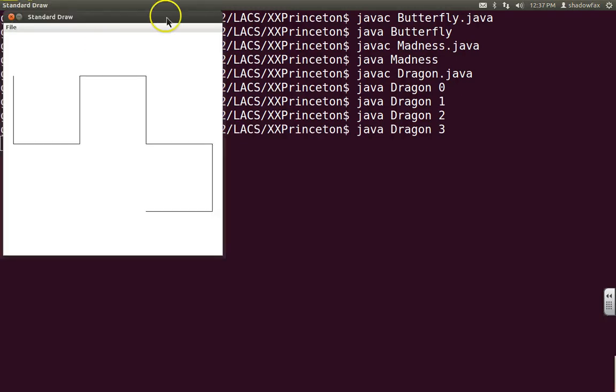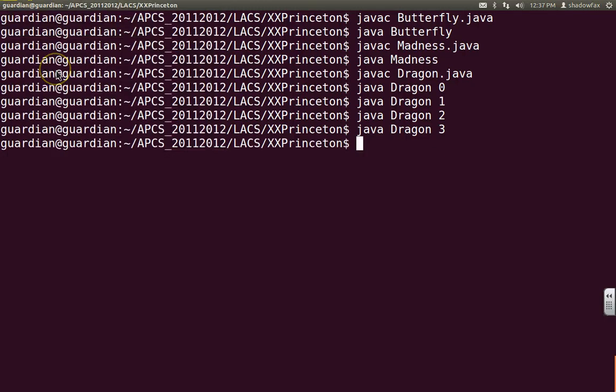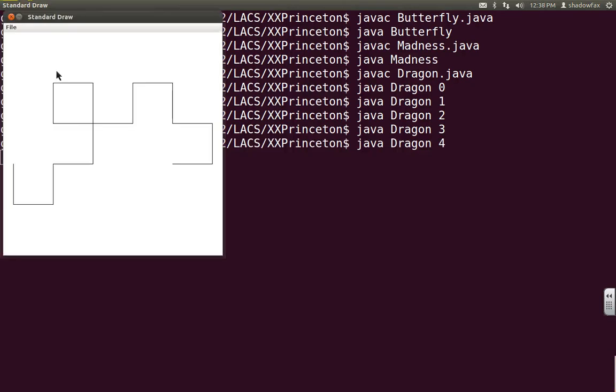Okay. So forward, turn left, forward, turn left, forward, turn left, forward, turn right, forward, turn left, forward, turn left, forward, turn right, forward, turn right. See how it's going? Okay. And then you get more and more intricate designs. There you go.